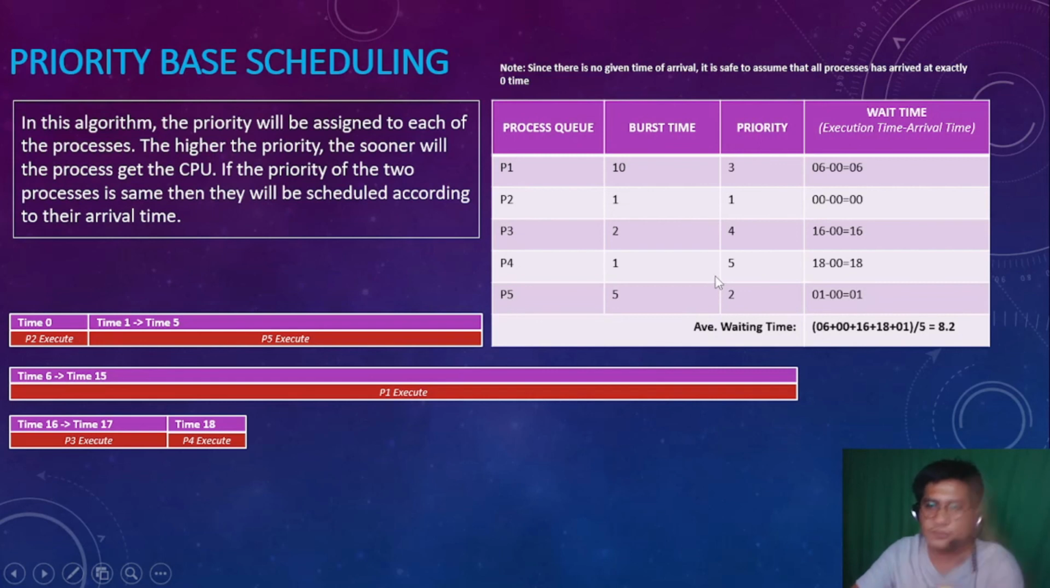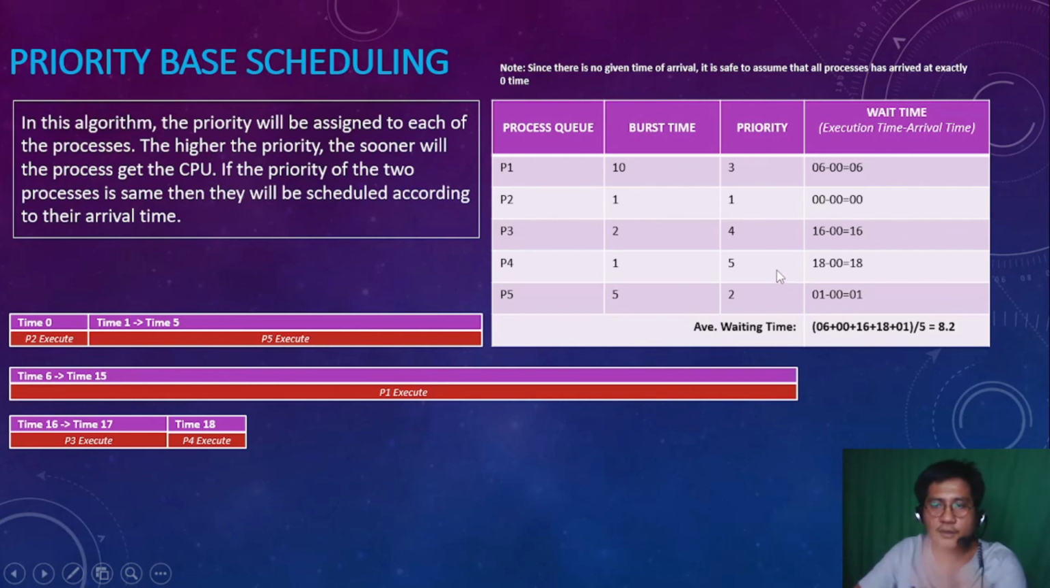According to the table, the first to be executed in the central processing unit is P2. So in our Gantt chart, at time 0, we will have P2 for its execution. And then the next one, at around time 1 to time 5, we have P5.